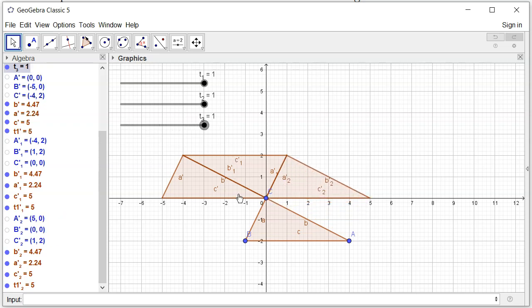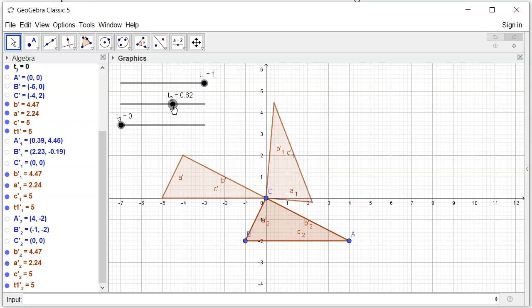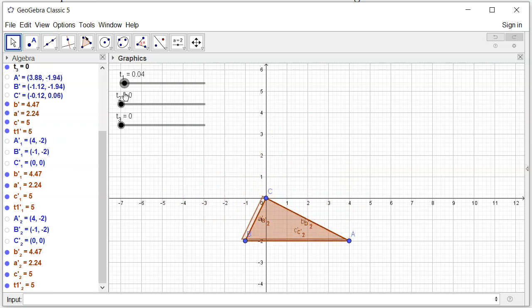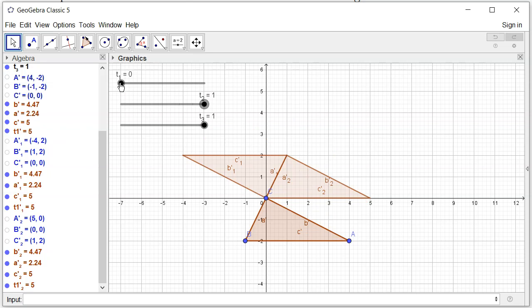So you can see that this is angle A, this is angle C, this is angle B, and they form a straight angle. The measure of a straight angle is 180. So that's the demonstration that the angle sum of a triangle is 180 degrees. That's it. I hope that this was clear.